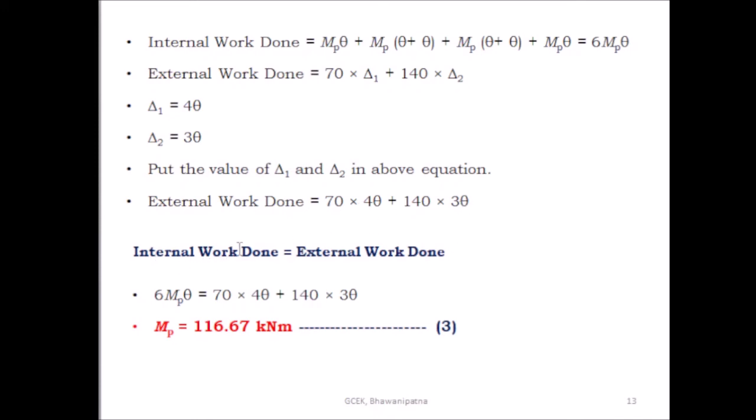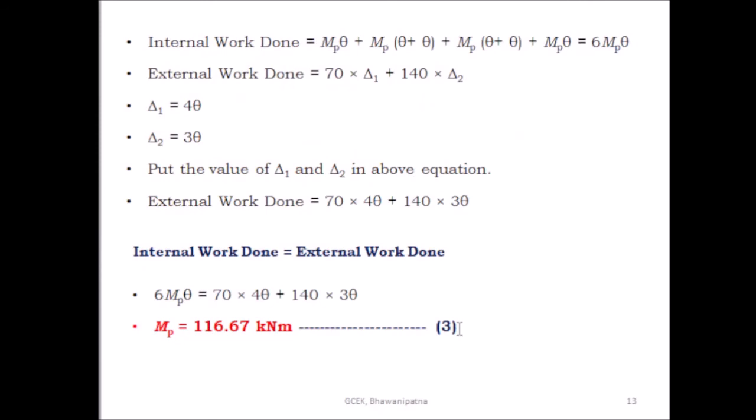Then equate the internal work done with the external work done. So this is the internal work done, 6 Mp theta, and the external work done is equal to this one. 6 Mp theta is equal to 70 into 4 theta plus 140 into 3 theta. So after simplification, Mp is equal to 116.67 kilonewton meter.